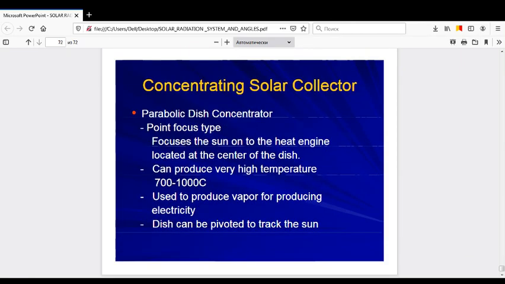Concentrating solar collector. Parabolic dish, point focus type, focuses the sun on the heat engine located at the center of the dish, can produce very high temperatures of 700 to 1000 °C, used to produce vapor for producing electricity. The dish can be pivoted to track the sun.